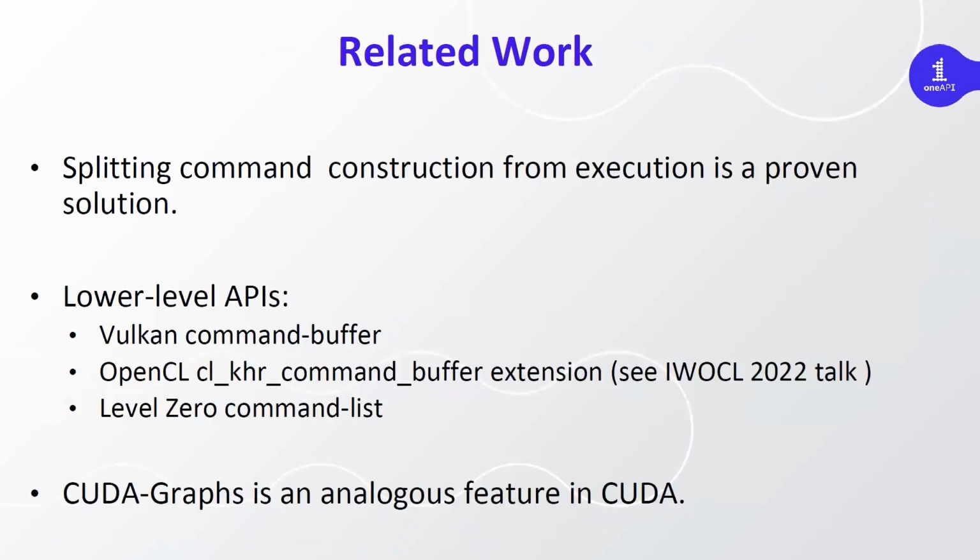This idea, however, of separating command construction from execution isn't a novel one. It's in a lot of APIs already. Vulkan has command buffers as core. OpenCL has the cl_khr_command_buffer extension, which I talked about at IWOCL last year, if you're interested in looking up the video. And Level Zero also has a command list construct as core. And there are other APIs. CUDA has an analogous feature in CUDA graphs, but has the drawback of vendor lock-in to NVIDIA hardware. So for our SYCL graphs extension, we envisage that you could use all of these APIs as your SYCL 2020 backend to propagate the performance benefits and advantages of graphs through the stack.